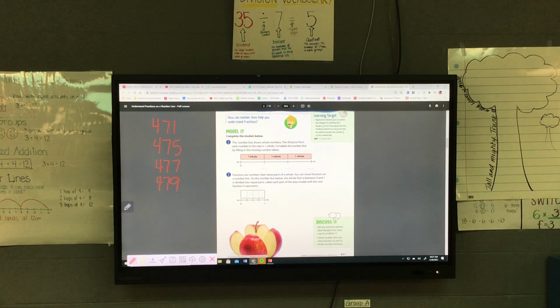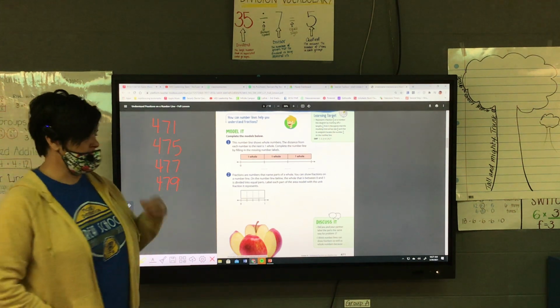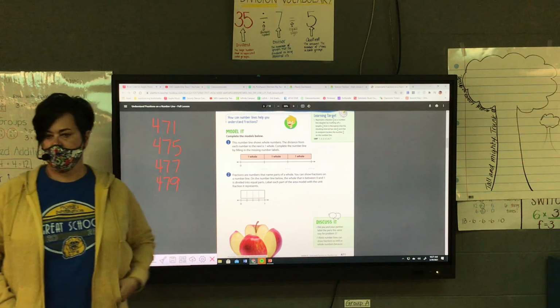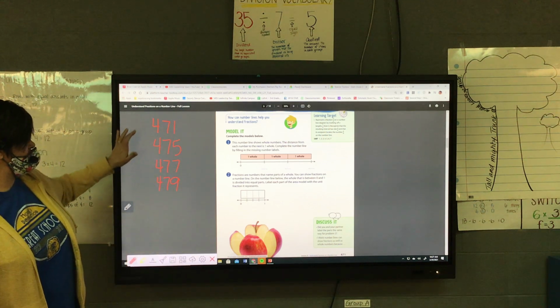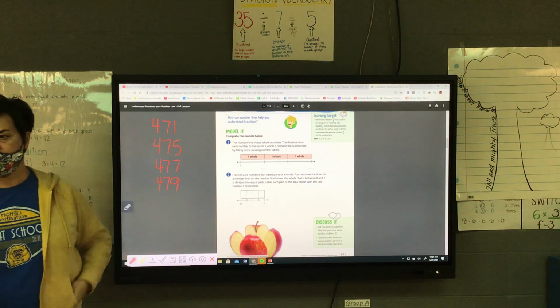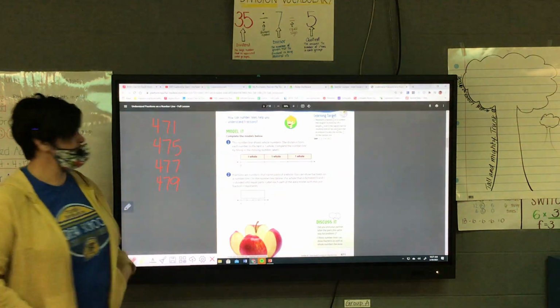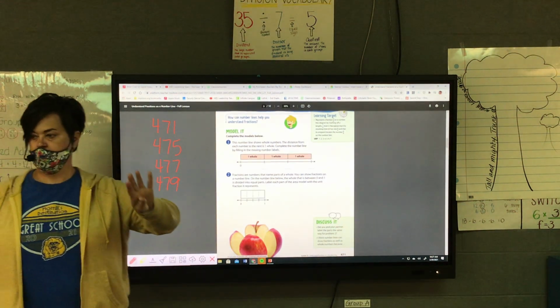Right, so you have the pages on the board from your workbook that you're going to have torn out. 471, 475, 477, 479. Do you have those 4 pages?